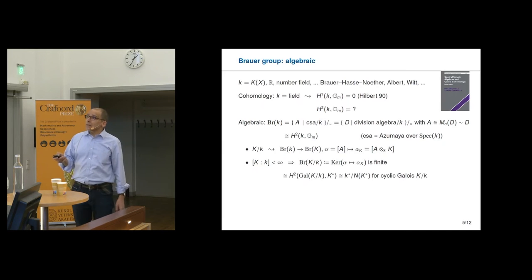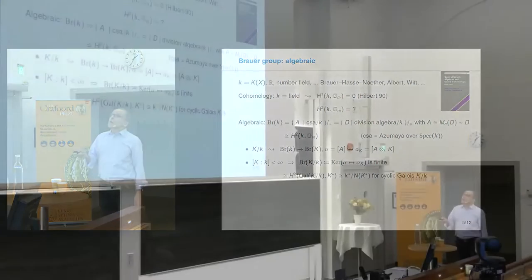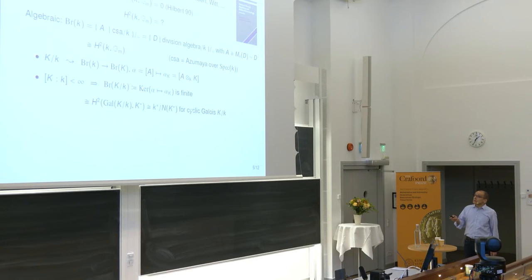And then there's a classical theorem that describes the Brauer group, this relative Brauer group, as a second cohomology for the smaller Galois group, at least in the case of cyclic Galois groups, as this quotient where n is the norm for the field extension.